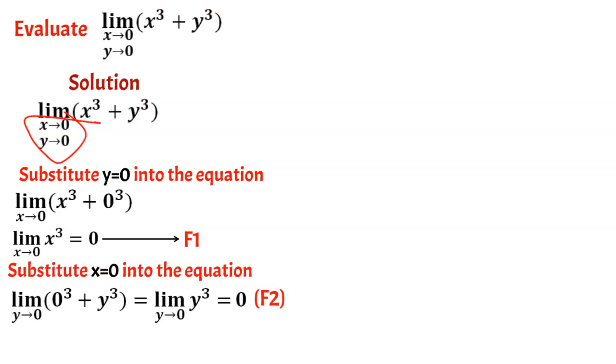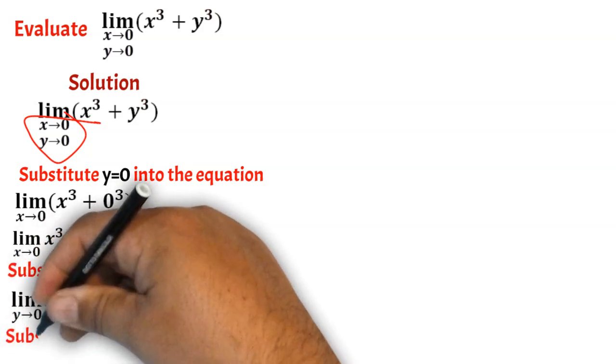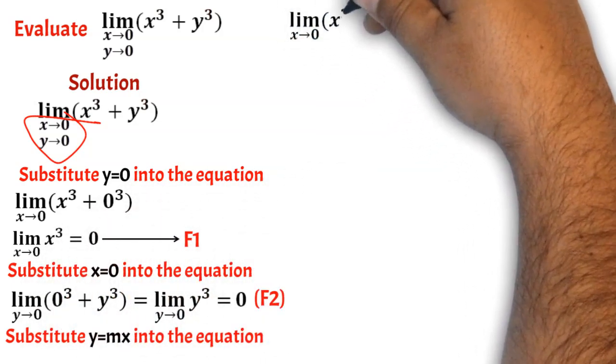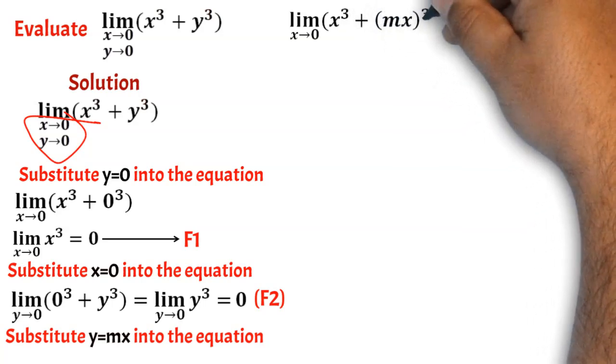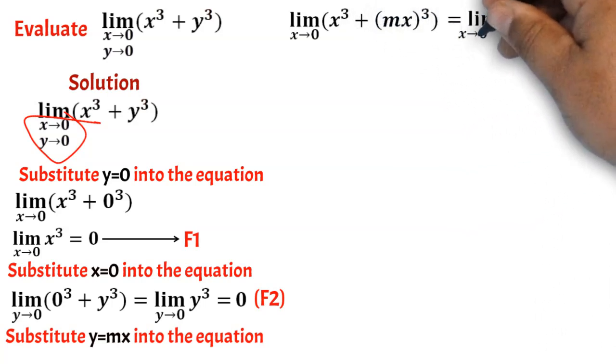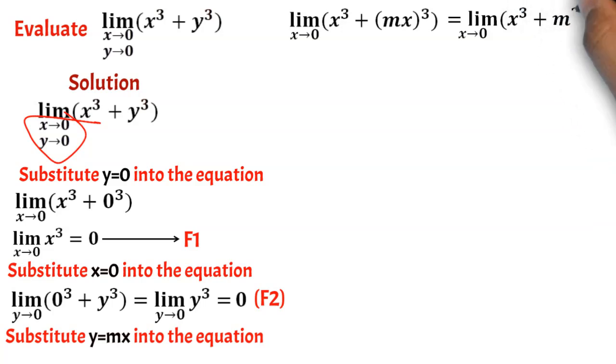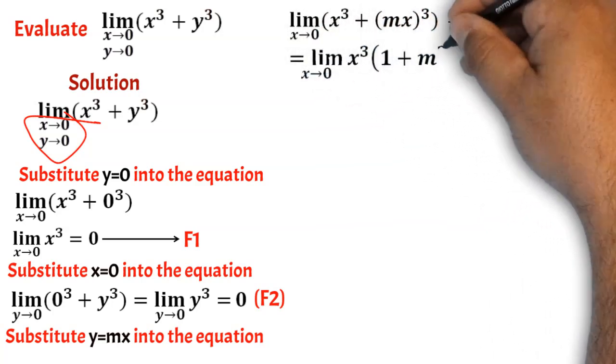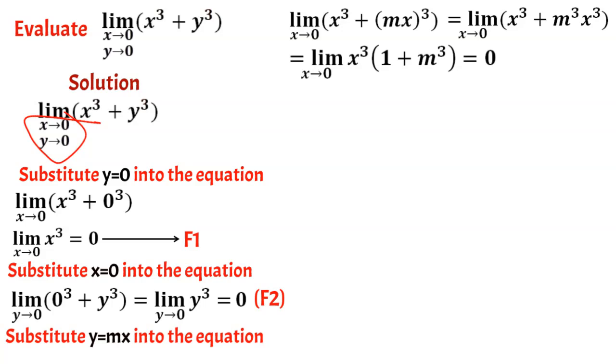Okay, now we also check along the path y equals mx. That is to confirm the limit is consistent. So let's substitute y equals mx into the equation. We'll have the limit as x tends to 0 of x cubed plus (mx) cubed, which equals the limit as x tends to 0 of x cubed plus m cubed x cubed. That will give us the limit as x tends to 0 of x cubed times (1 plus m raised to power 3), which equals 0. So let's label this as f3 equals 0.